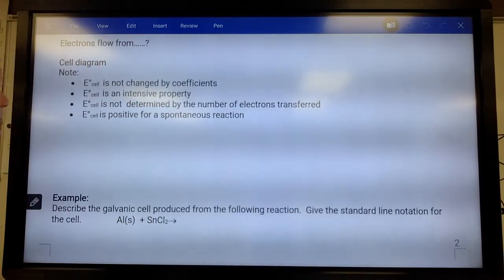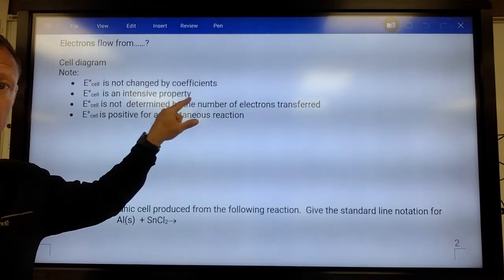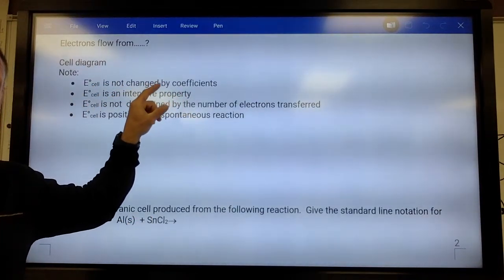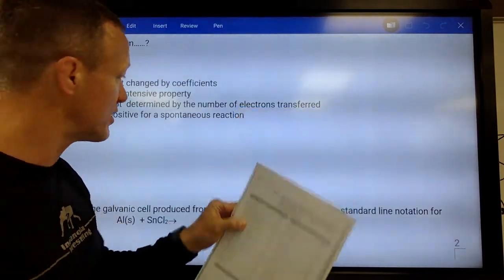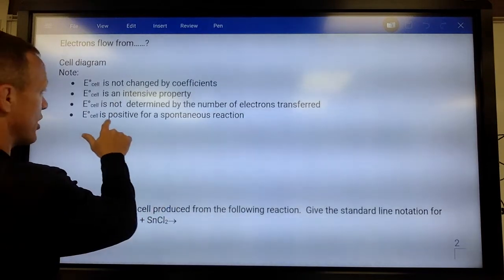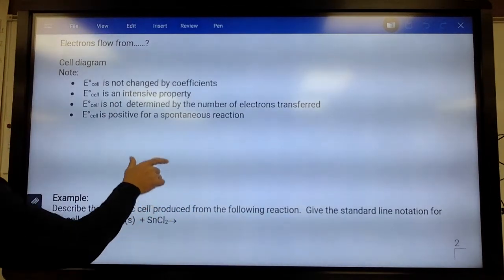One thing. The potential of the cell is not changed by the coefficients in the equation. So that does not matter. The number of electrons being transferred does not change that. It's already taken into account by figuring out by these numbers. And that is positive for a spontaneous reaction. All right.